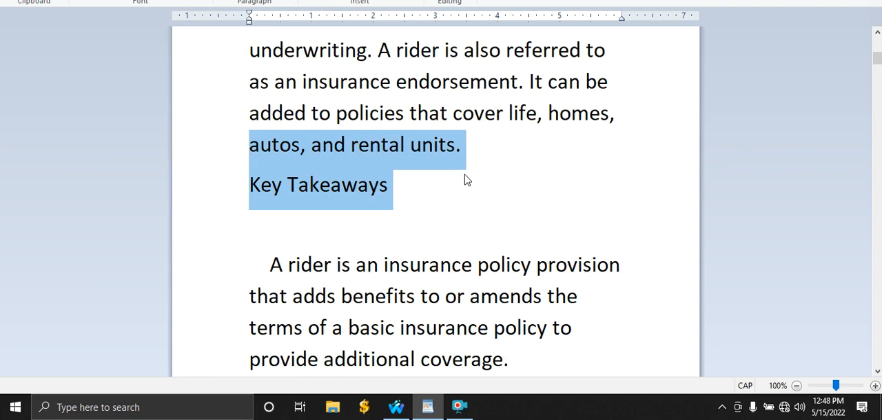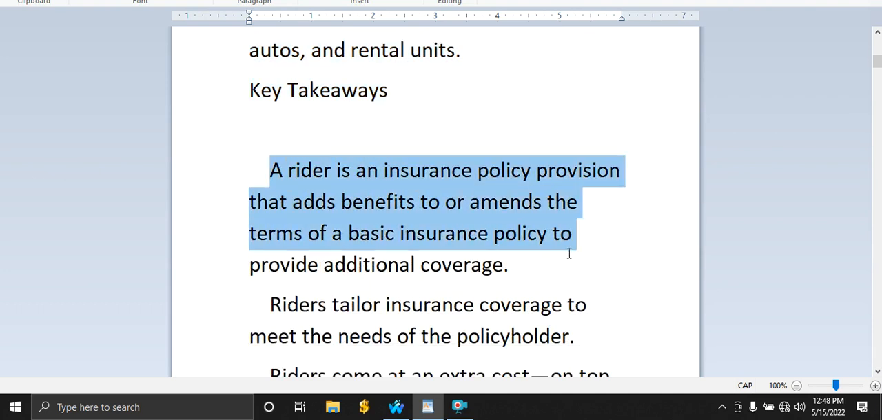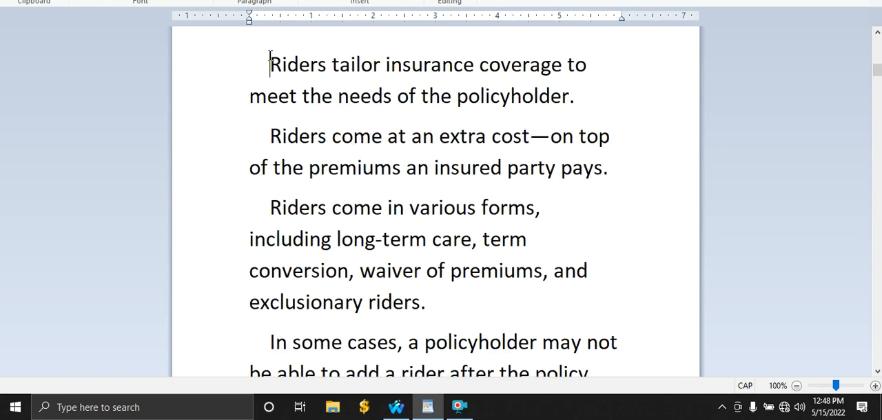If we talk about the takeaways, a rider is an insurance policy provision that adds benefits to or amends the policy terms of a basic insurance policy to provide additional coverage. A rider tailors insurance coverage to meet the needs of the policyholder. A rider comes at an extra cost on top of the premium the insured party pays.